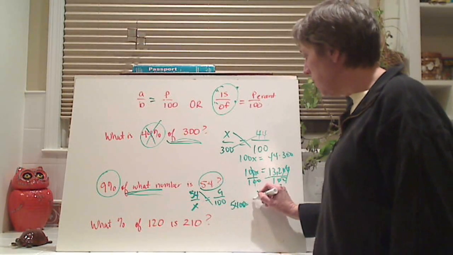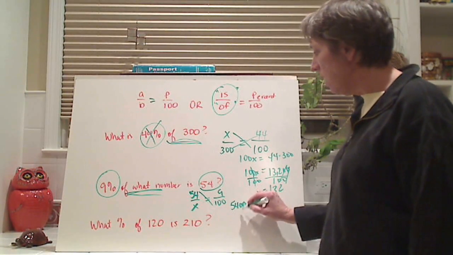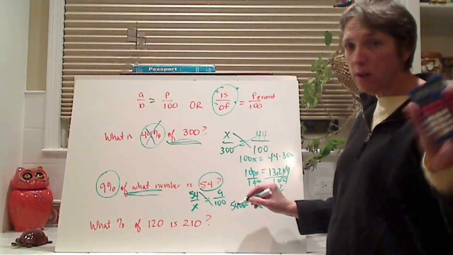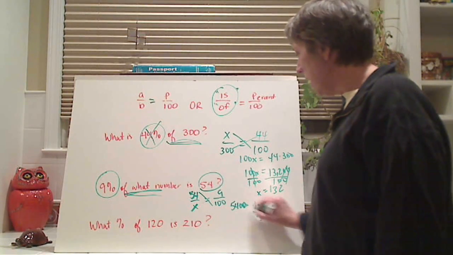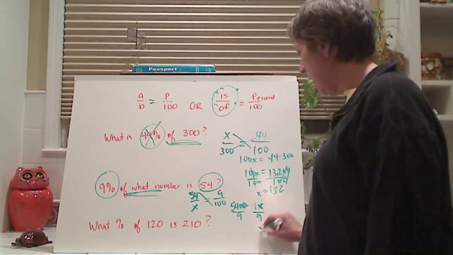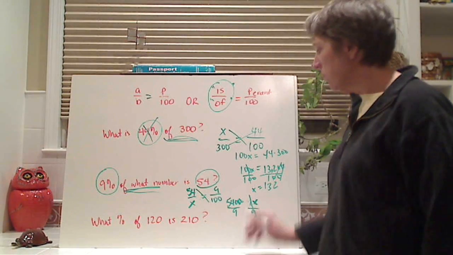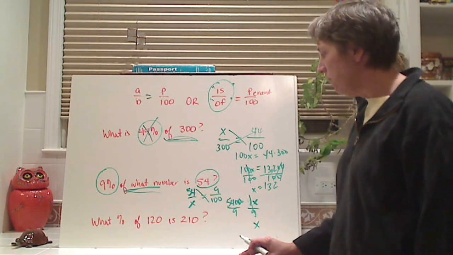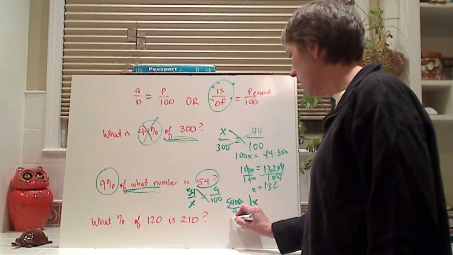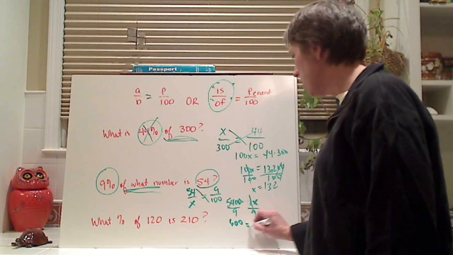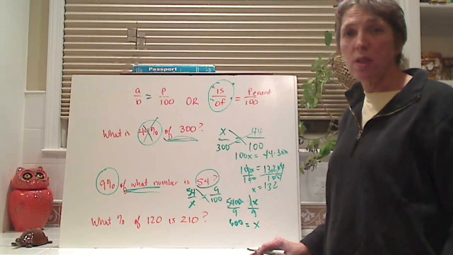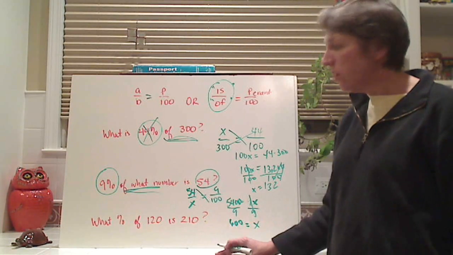Now I go 9 times X. I don't have to write 54 times 100 because I didn't use the calculator. Now I divide both sides by 9. And X equals, well, how many times does 9 go into 54? 6. So it's 600. So X equals 600.